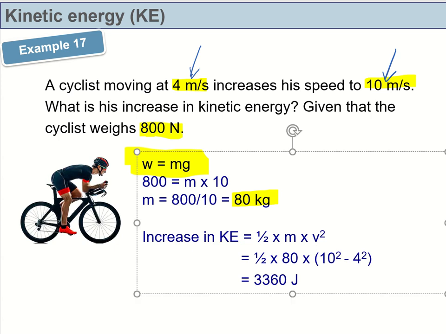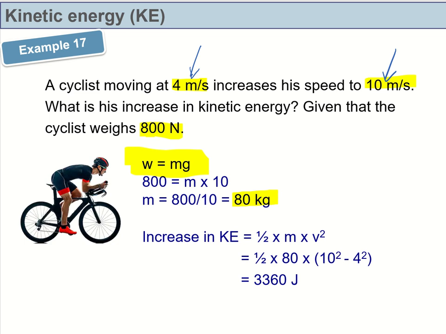All right, so let's continue with example 17. For example 17, you are asked to calculate the change in kinetic energy when the speed changes from 4 to 10 meters per second. Okay, let's carry on. Example 17. The cyclist is moving at 4 meters per second and increases his speed to 10 meters per second. So you're asked to calculate the increase in kinetic energy.